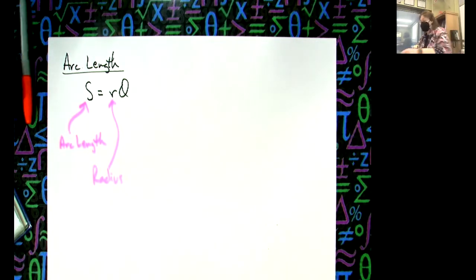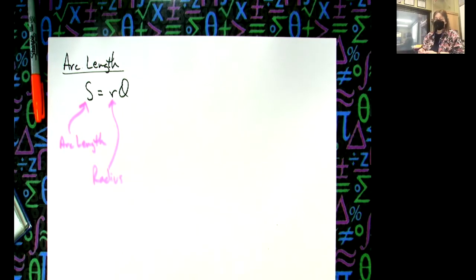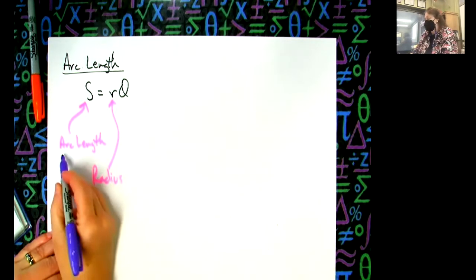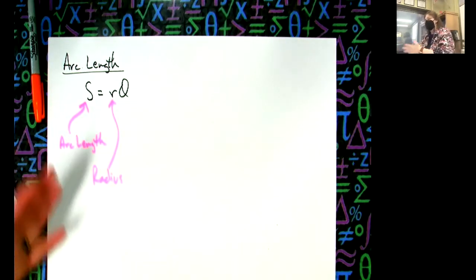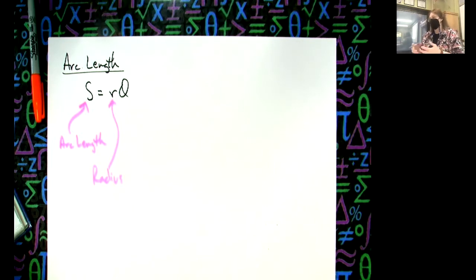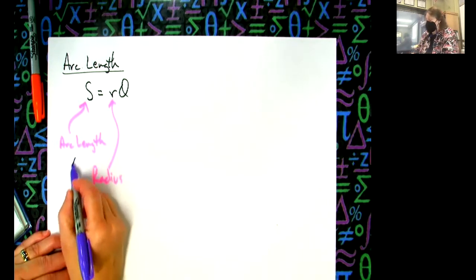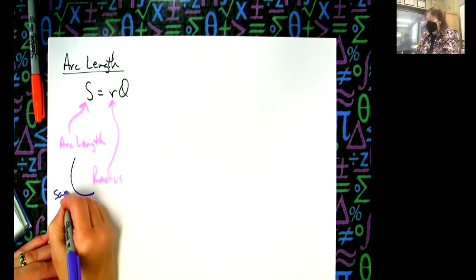Okay, now, as far as units, you're going to have to label this stuff. All right, the arc length and the radius is going to be in the same label. So if I tell you the radius is in inches, your arc length is going to be in inches. If your arc length is in feet, your radius is going to be in feet. All right, so let's put same unit.